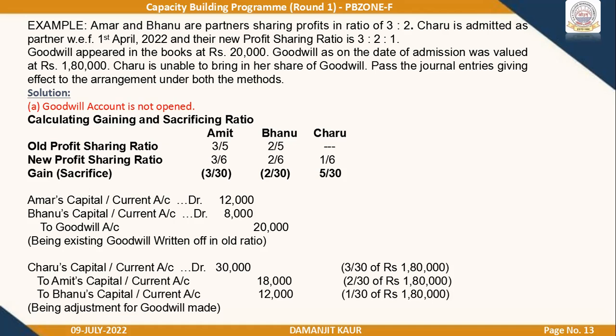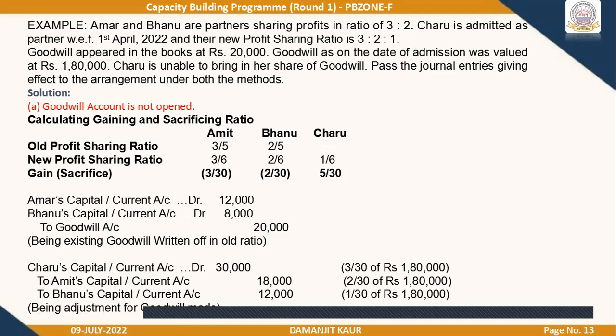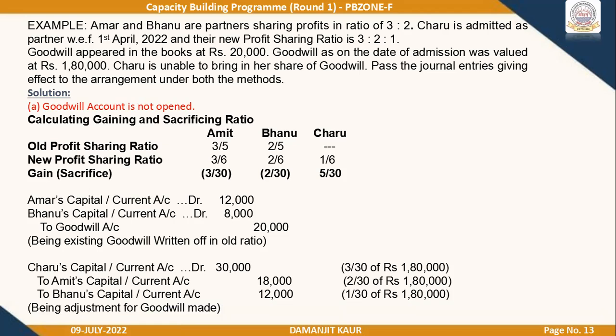So in that case, the entry passed will be Charu's capital account or current account will be debited. If it is fixed capital, the current account will be debited. If it is fluctuating capital, then the capital account will be debited. So Charu's capital or current account debited, the amount here will be 30,000. Then Amar's capital account 18,000 and Bhanu's capital account 12,000.